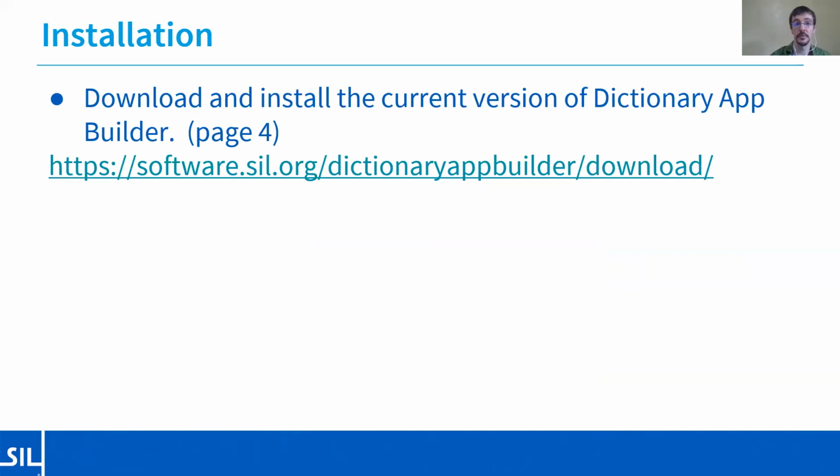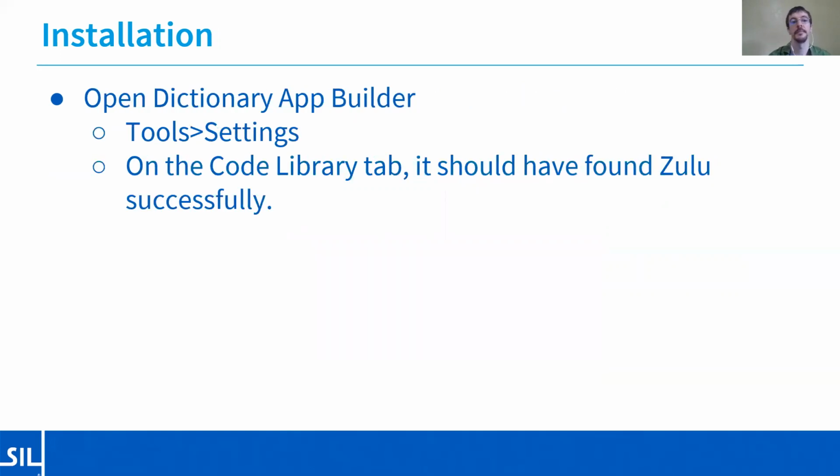So now we're ready to install Dictionary App Builder. I'm going to note here that if the JDK asked you to restart, then you should probably have done that before you install Dictionary App Builder. It may or may not, depending on your system configuration, but you can go to software.sil.org, Dictionary App Builder, and download it if you haven't done that already. Once you've installed, the installation process is just next, next, next, okay, finish.